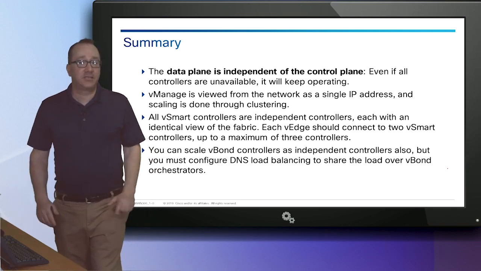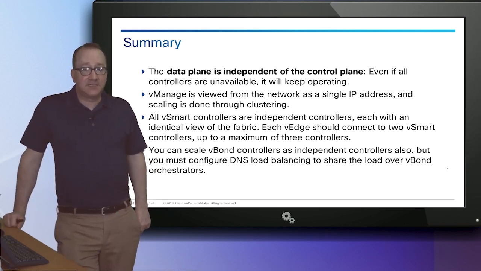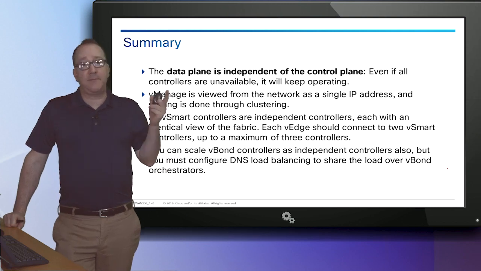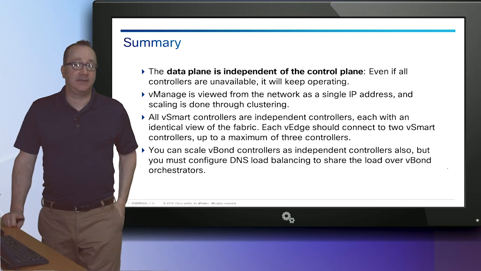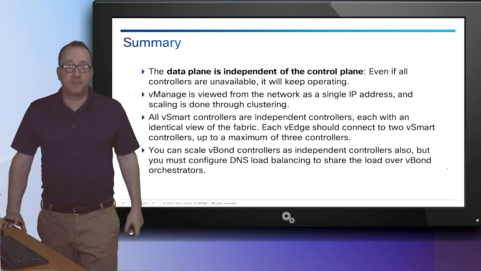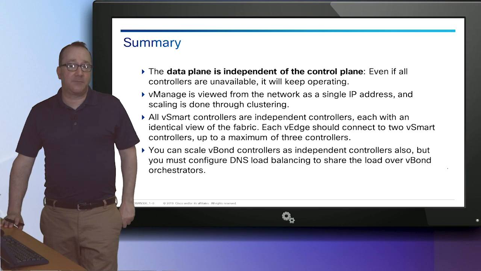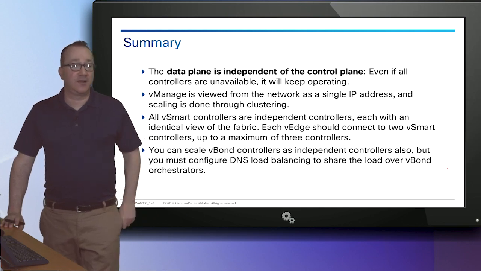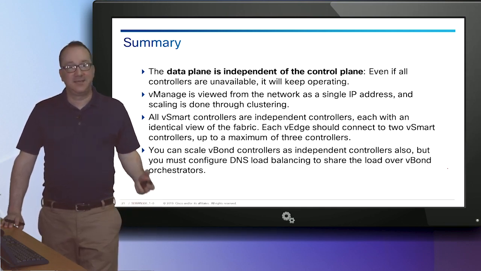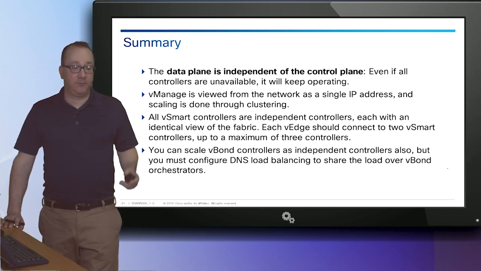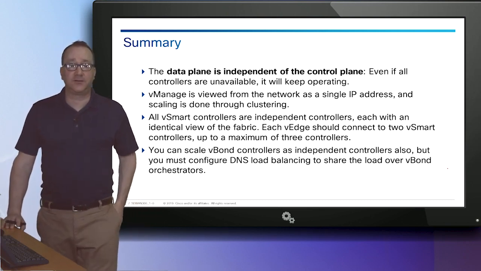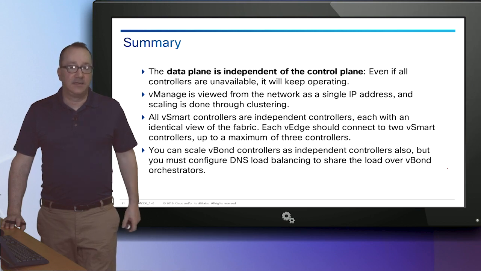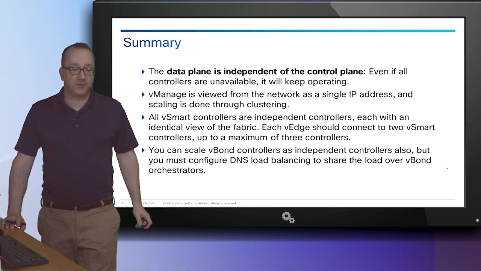vManage is going to be viewed from the network as a single IP address, and scaling is done through clustering. So you're going to have one virtual IP address you're going to connect to, and it's going to take you to the vManage that's active. Okay? All vSmart controllers are independent, each with an identical view of the fabric. Each vEdge is going to need to connect to at least 2 controllers. Well, at least one, but ideally, when you do a show control connections, we should see at least 2 sessions there. And you can scale those vBond controllers as independent controllers also, but you're going to have to configure load balancing to share the load over the vBond orchestrators.